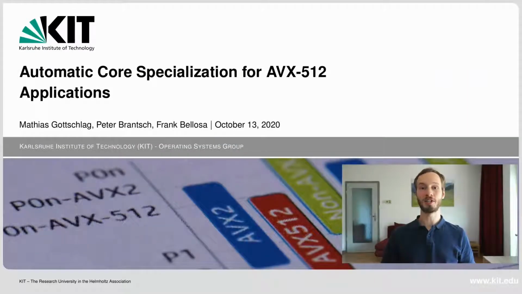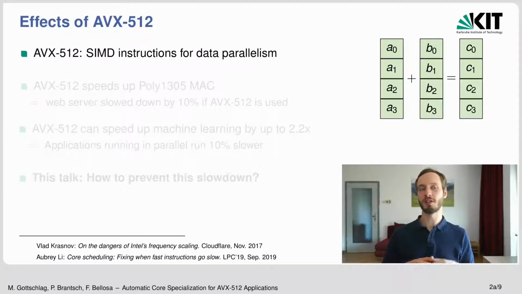My name is Mathias Gottschlag, and in this video I'm going to show how automatic core specialization can mitigate the negative side effects of AVX 512 instructions. AVX 512 is a SIMD instruction set extension which provides both flexible vector operations as well as very wide 512-bit vector registers, both of which allow AVX 512 to exploit a bit more data parallelism than previous instruction set extensions.